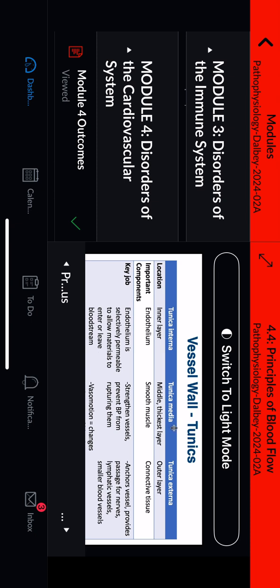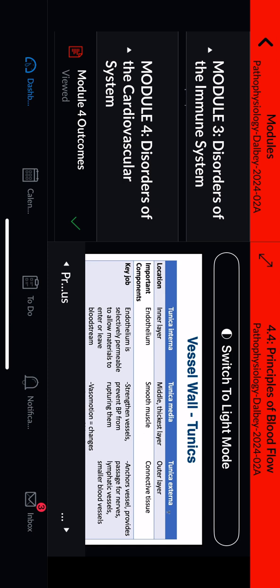The tunica media, so that's the middle, is generally the thickest layer because it has smooth muscle. That smooth muscle is going to strengthen the blood vessels, and that also will help to prevent surges in pressure from rupturing vessels. And remember, muscle can contract or relax, and that gives us vasomotion, or the changes in the diameter of the blood vessels from either contraction and constriction or dilation.